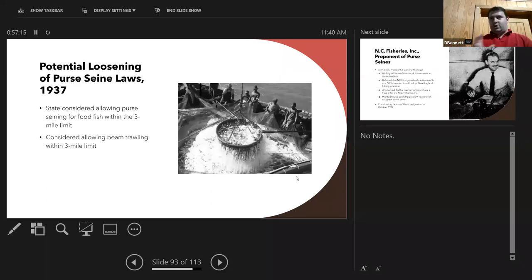And so during this time period where the North Carolina Fisheries Incorporated is operating, the state is flirting with the idea of loosening up these purse seine laws even more all along the North Carolina coast. And they want to bring in purse seines within the 3-mile limit to take food fish. And they also want to open up the 3-mile limit to out-of-state trawlers as well, which was just a terrible idea.